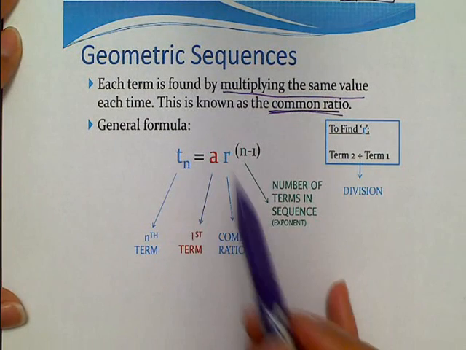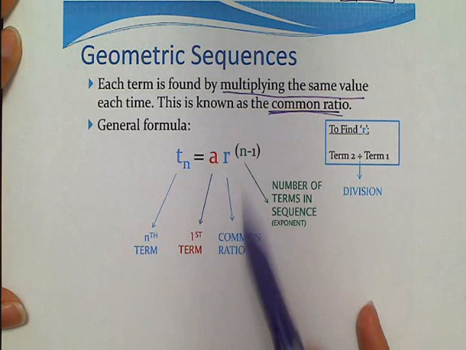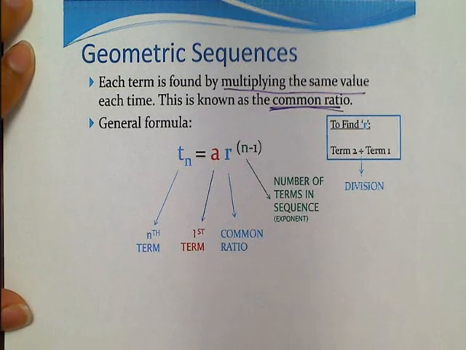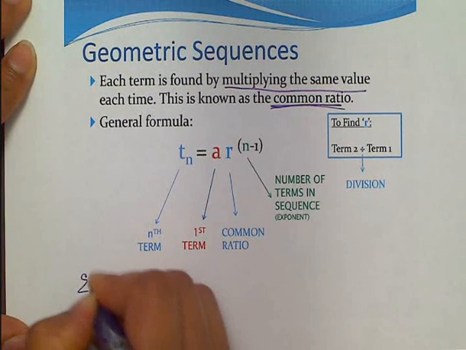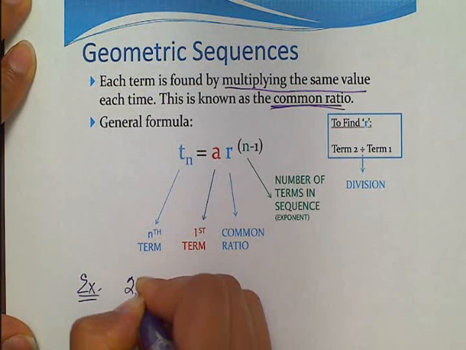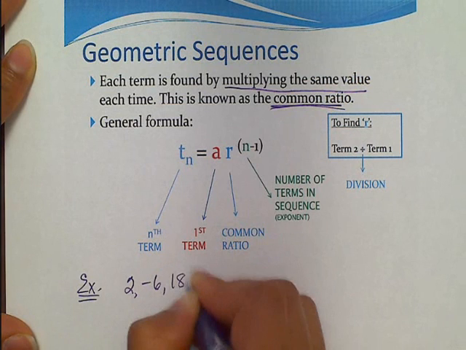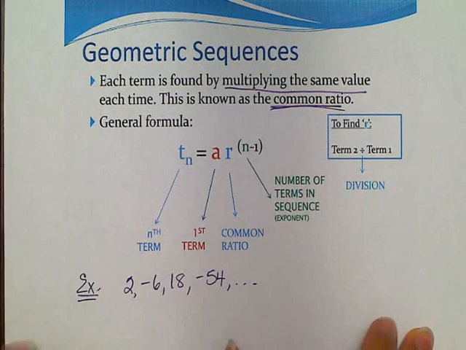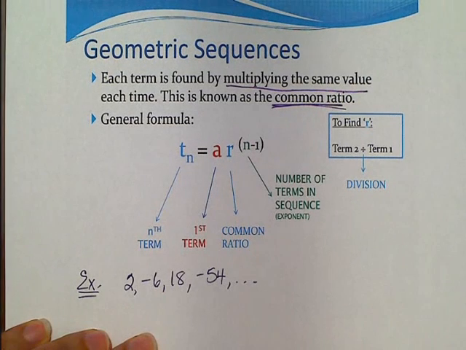So T of n represents the nth term, a represents the first term, r represents the common ratio, and n is the number of terms in the sequence. Here's an example of a geometric sequence. So if I had 2, -6, 18, -54, etc., this is an example of a geometric sequence.